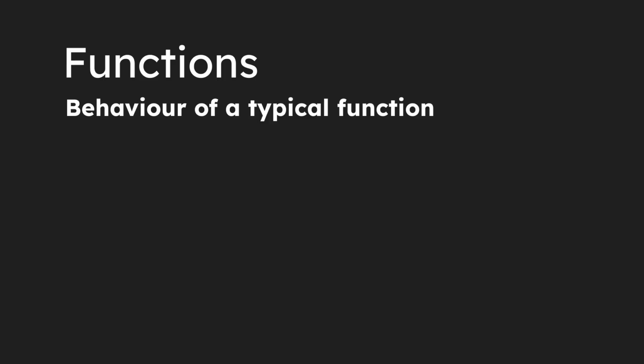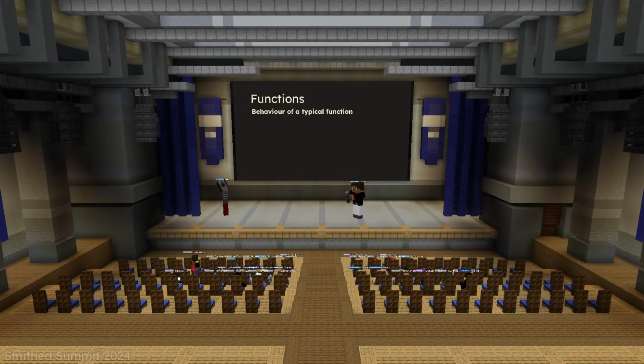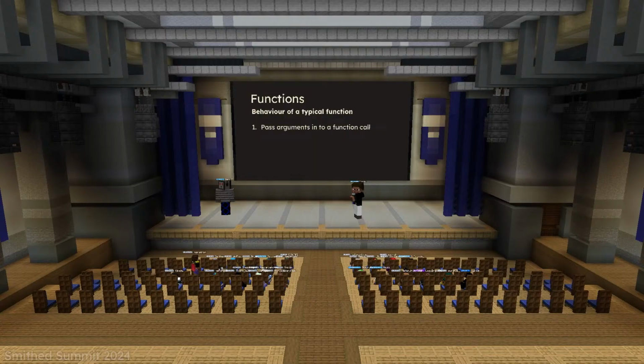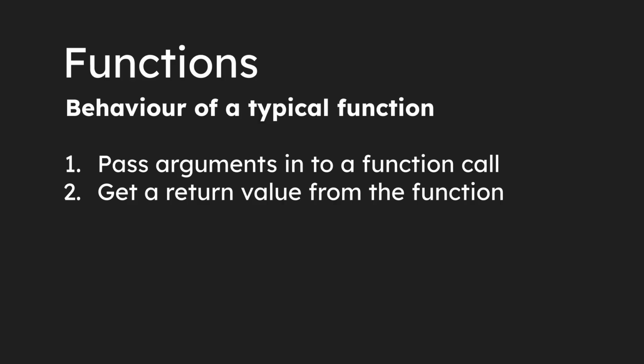In a typical programming language, there are really two aspects of functions that we take for granted. So the first aspect is that you can pass arguments into a function call. So when you call a function, you can set some values in there and you expect the function to be able to use these inputs, right? And then the second assumption with a function is that you can get a return value from the function.